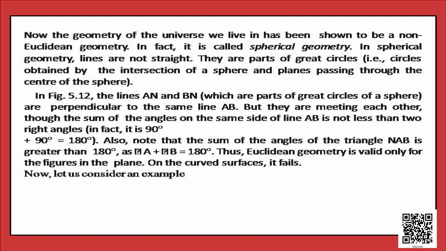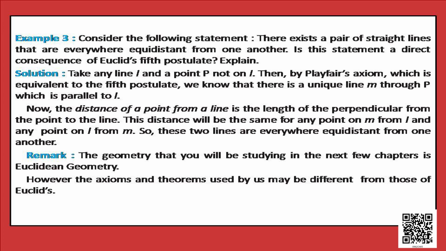Now, let us consider an example. Students, let us discuss example 3. Consider the following statement. There exists a pair of straight lines that are everywhere equidistant from one another. Is this statement a direct consequence of Euclid's fifth postulate? Explain. So, take any line L and a point P not on L. Let us draw it.